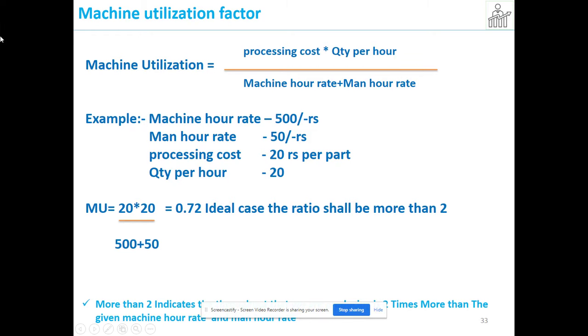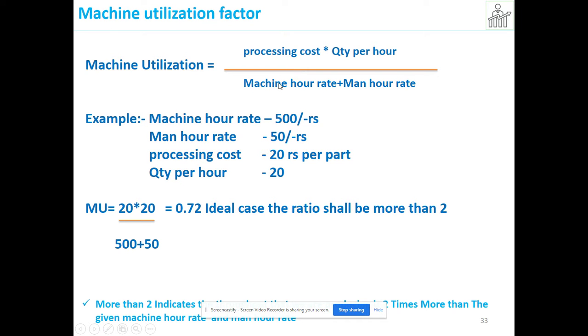So let us see why the machine utilization factor ratio should be more than 2. In this example, if you see, the numerator is nothing but the output that I'm getting, the value that I'm getting from the machine. So processing cost per part, which the customer is paying us, and quantity per hour is the output that I'm getting from the machine. So I'm dividing that with the machine hour rate plus man hour rate.